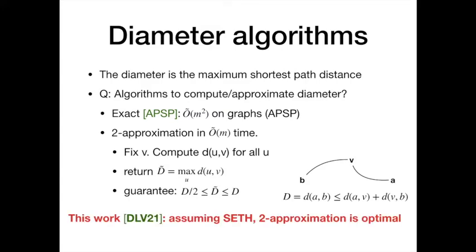Looking forward, the main result of our work is that assuming something called SETH, this 2 approximation is optimal. So there's no better than 2 approximation of the diameter in near linear time. The best approximation ratio for near linear time algorithms is 2.